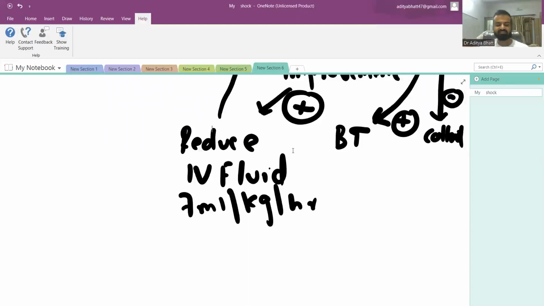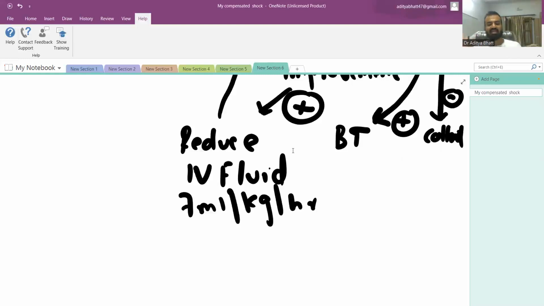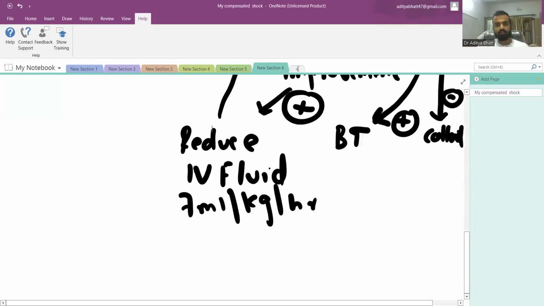Again, for the uncompensated, the treatment is more or less the same. I'll post both the photos inside the Telegram group. But grossly, the treatment of both compensated and uncompensated is the same. And this is the 2009 dengue guidelines, which was published by WHO in Geneva, Switzerland. And with this, the majority of the children recover without any issues. So this is the management of dengue.